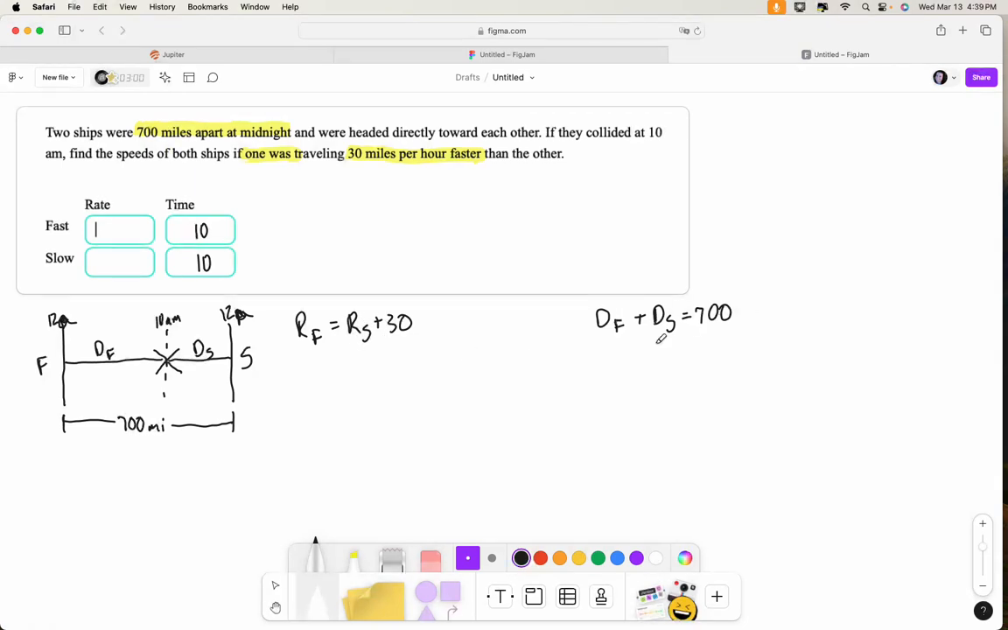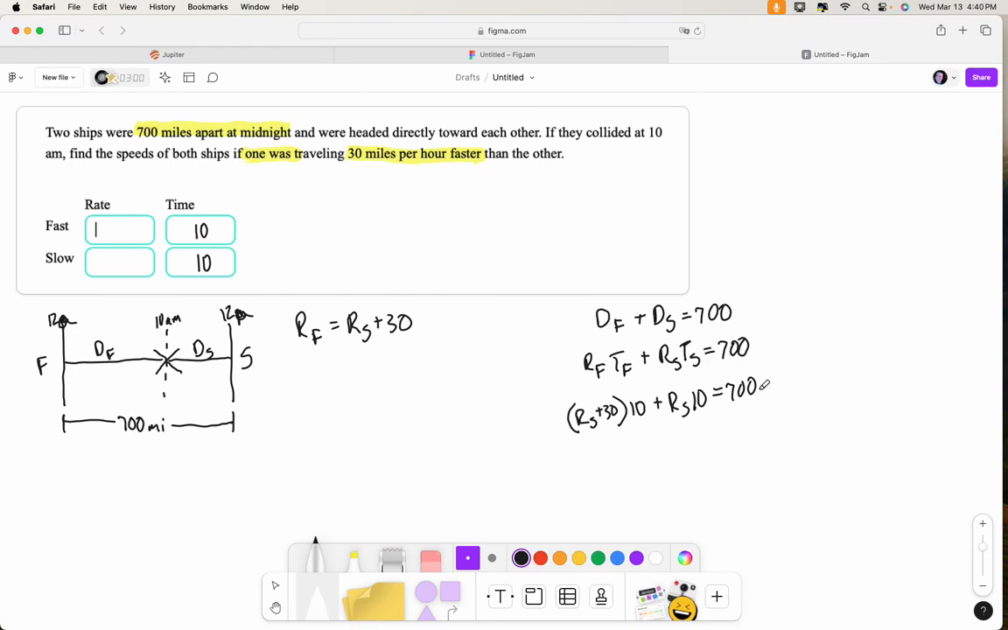So we can turn this into the rate of the faster one times the time of the faster one plus the rate of the slower one times the time of the slower one, still equal to 700 miles. Now we can drop in what we know. We know that the time is the same for both of them. So the rate of the faster one is the rate of the slower one plus 30, right? And the time is 10. The rate of the slower one we don't know. We know the time is still 10.